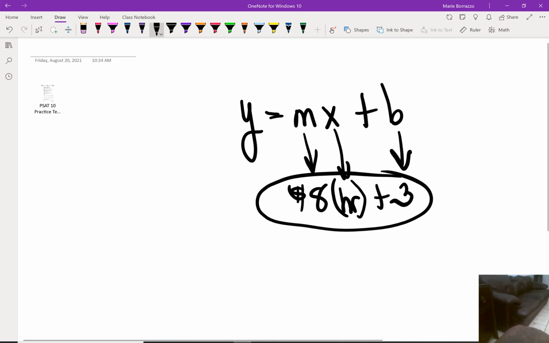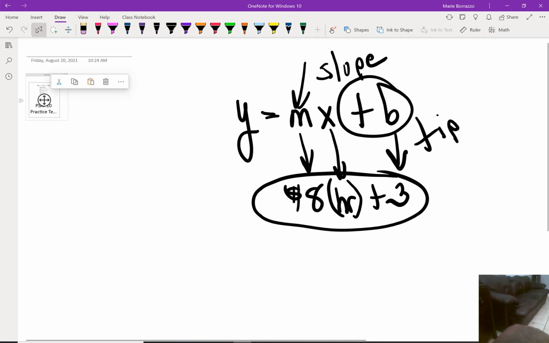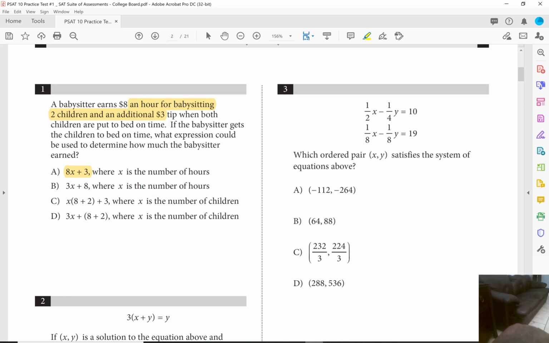In any other question, remember that the m is your slope or the rate. It's very easy to remember that. The b is always going to be a constant value. That's your tip amount. Okay? And so that's the gist of this question. Again, going back to looking at the question itself. Let me see if I can pop this open again.